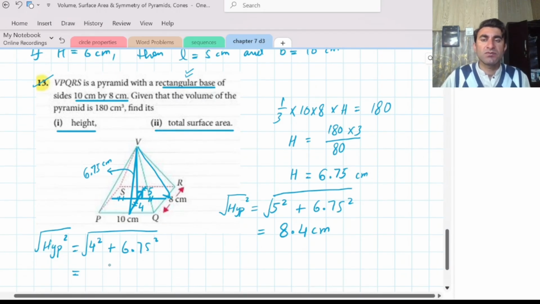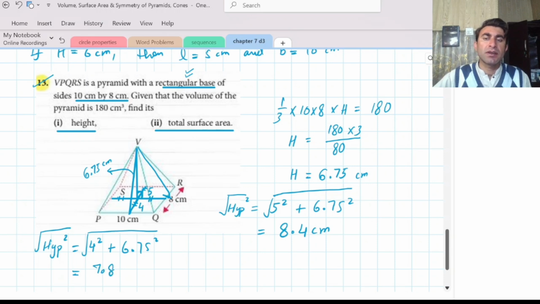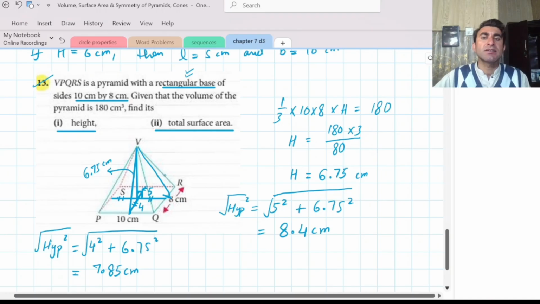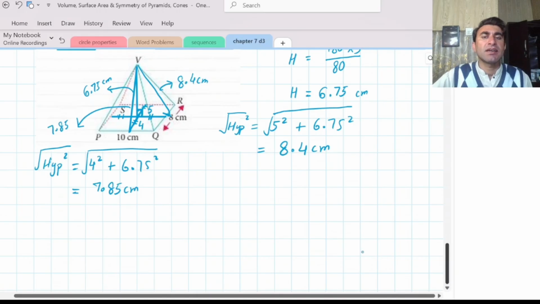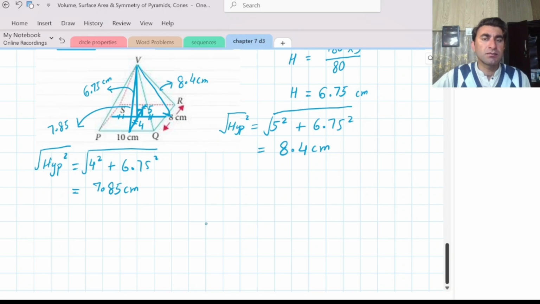And let us calculate it with the help of a calculator. It is 7.85 centimeters. So these two are the slant heights over here. This one was 8.4 centimeter, and this slant height over here is 7.85 centimeter. Now in order to calculate the total surface area, let us draw its net. And we know it was a rectangle base pyramid. So first let us draw its base, which is a rectangle.